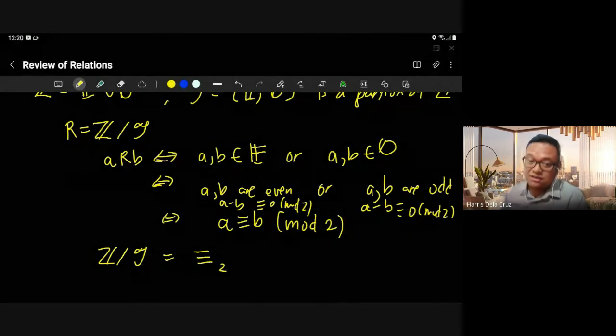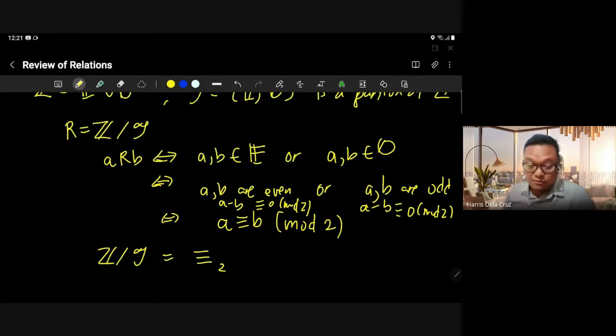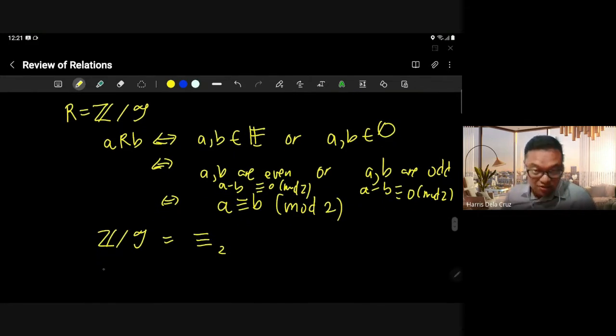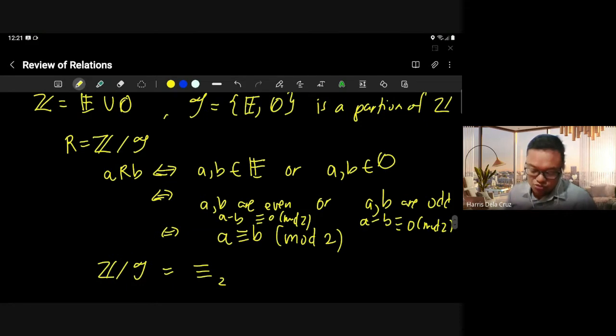But of course, the modulo relation is defined by A minus B is congruent to 0 mod 2. Right? So that means that the induced relation is the same as the mod 2 congruence relation. Okay? Yun yung ibig sabihin na yung ini-induce na relation ng partition ay nag-i-induce ng partition which is the same partition being induced by the induced relation.